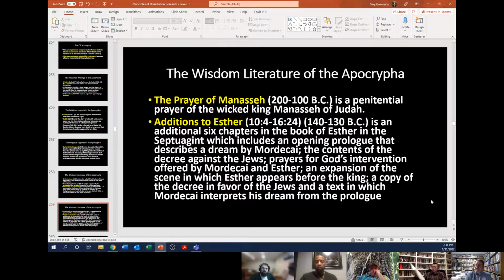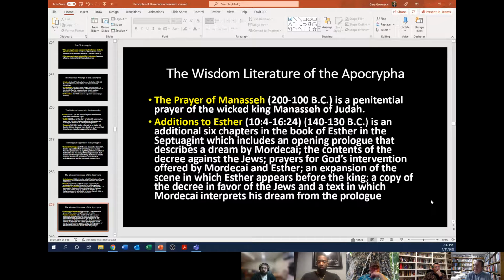Looking at wisdom literature of the Apocrypha, the prayer of Manasseh, a wicked king, includes his penitential prayer. He did repent of sin as idolatry. Then we have additions to Esther. So additional 6 chapters in the book of Esther in the Septuagint. So again, if you read Esther and then you read this, it'd be interesting to see what's been added to the book of Esther.